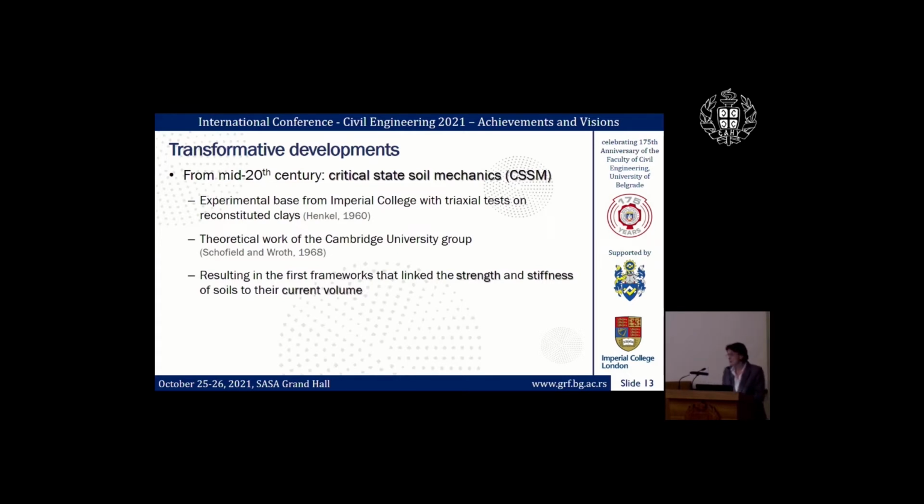And that is this critical state soil mechanics framework that was based on the experimental data from Imperial College. As I said, that was the main laboratory in the UK and internationally. And the theoretical work was done at the University of Cambridge. And the framework itself was the first one that linked the soil strength and stiffness to the current volume, to that deformation of the void space, which is where the deformation in the soil is happening.